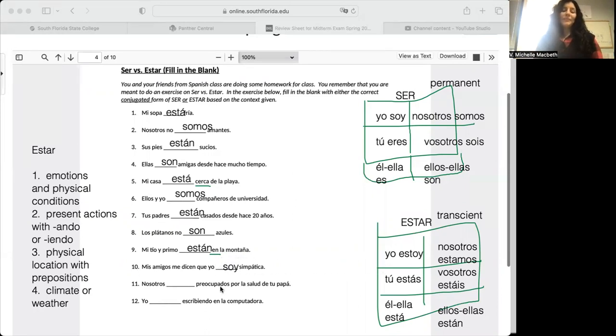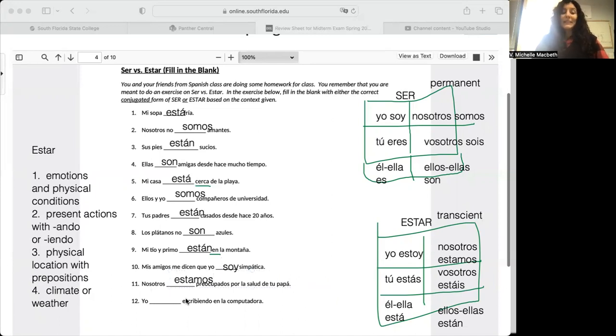Okay. Nosotros, ¿sí? Preocupados por la salud de tu papá. So preocupados is to be worried, right? So is that an emotion or a physical condition? Yes. Being worried is an emotion or a physical state, right? So we know that this has to use estar.